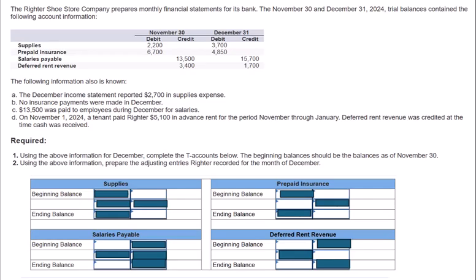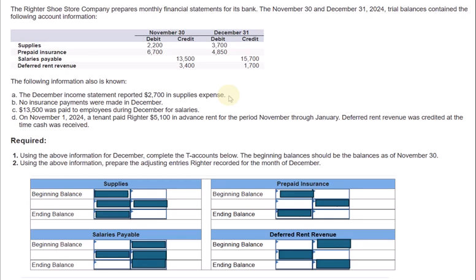The Ryder Shoe Store Company prepares monthly financial statements for its bank. The November 30th and December 31st, 2024 trial balance contain the following information. You see that information in this first table. So we've got 4 accounts. They're showing us the debit and credit balances as of the end of day on November 30th and the end of day on December 31st.